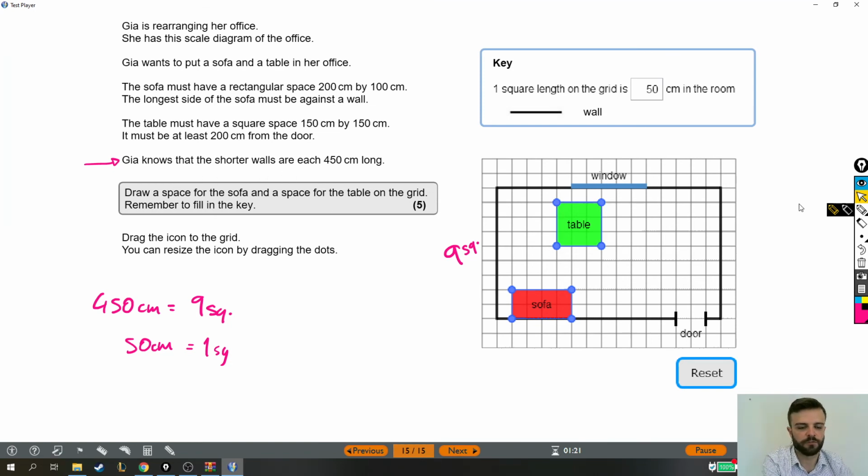Gia knows the shorter walls are 450 long. I suppose now's a good time to check. If each square is 50, is this wall 450 long? 50, 100, 150, 200, 250, 300, 350, 400, 450. So everything checks out. Looks like we've done everything right. There's nothing more for us to do. So that's this one done, and that's the end of the paper.